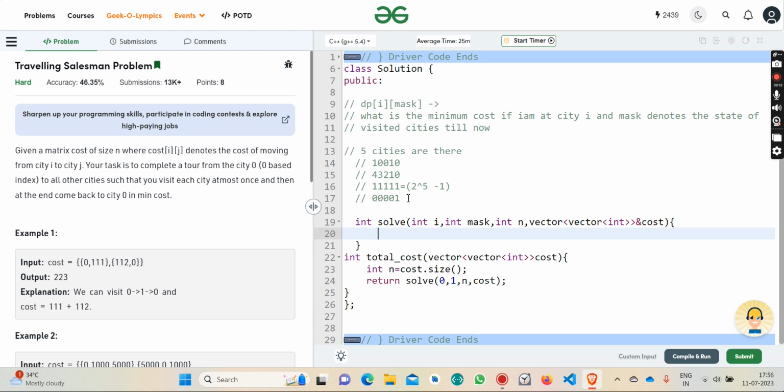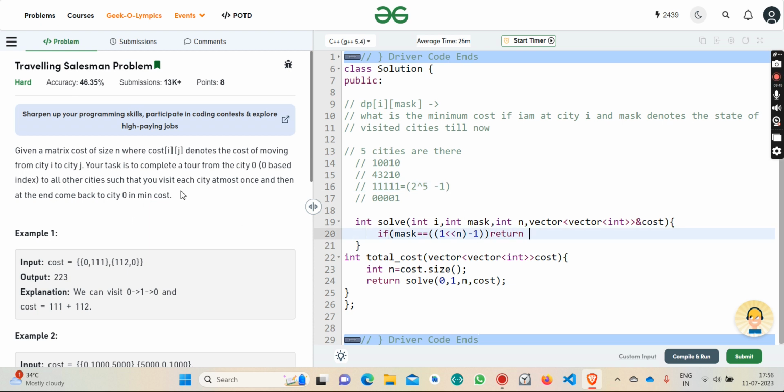Okay, so what should be the breaking condition? Suppose I have visited all the cities and there are no other cities left to be visited, so I would have to return. That would be the base case. And how to write that? If mask equals 1 shifted left by n, minus 1. That's what I have explained now, 2 to the power 5 minus 1. If this is the condition, then I have to return.